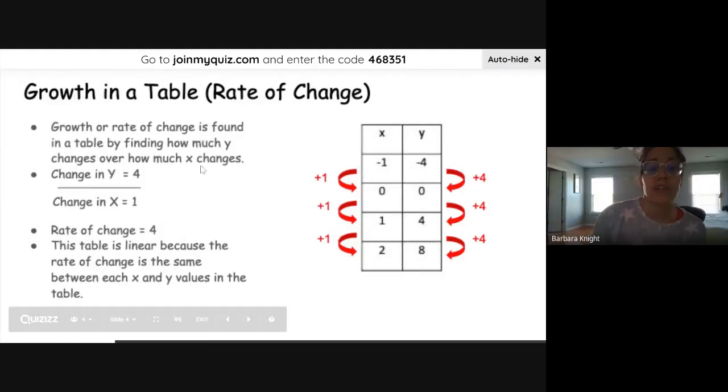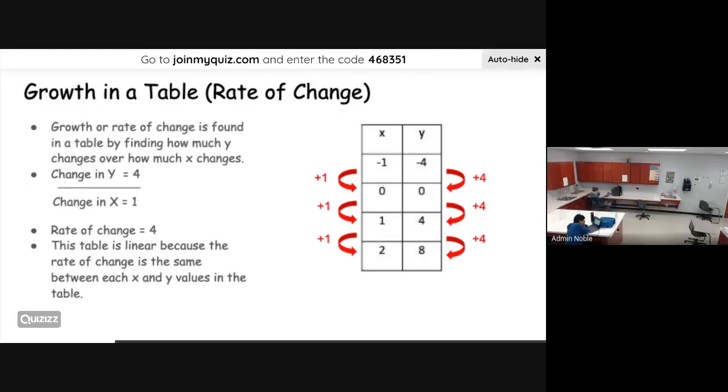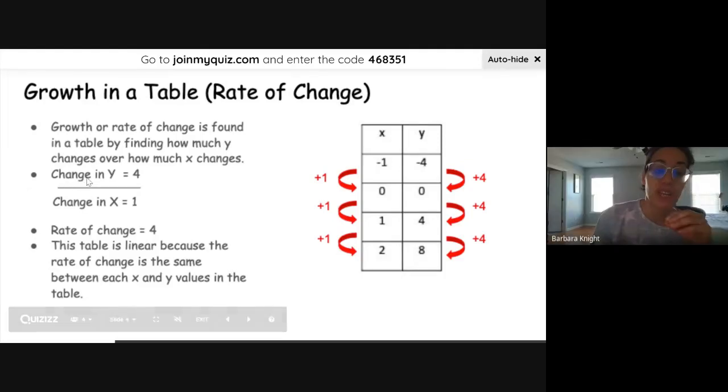So we already talked a little bit about the rate of change when we looked at the taxi cab or the Lyft. Do you guys remember when we talked about Lyft and you figured out what the linear equation was? And we struggled with that a little bit. So today we're going to kind of break that down even further. So the rate of change or growth is found in a table by finding how much Y changes over how much X changes. So to find the rate of change or the slope, it's the change in Y over the change in X.